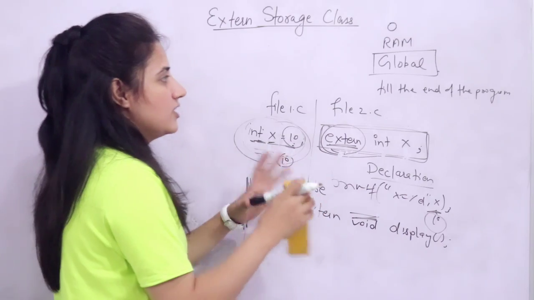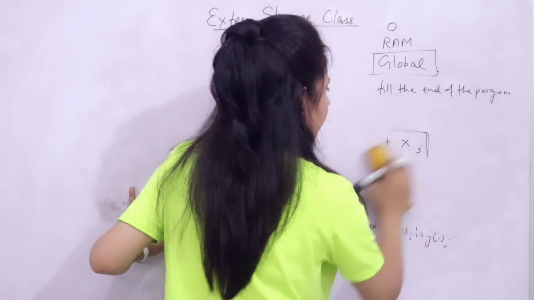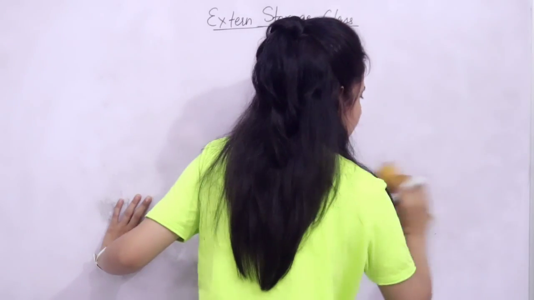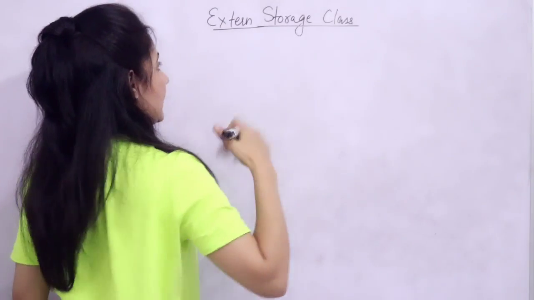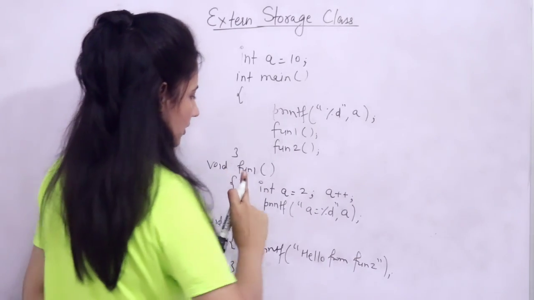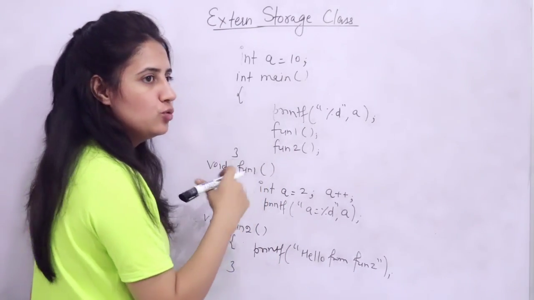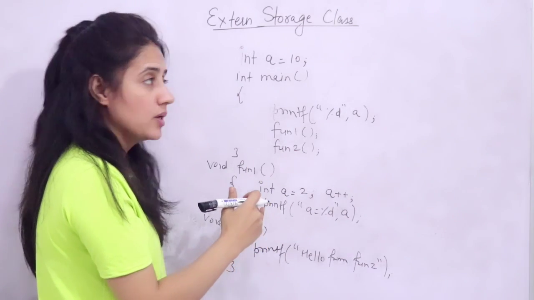So how to use this practically? Let me just show you with the help of a program. I know it's a little bit confusing, but I hope you are getting my points. If not, you can tell me in the comment box, right? So let's take a simple example where we will use extern within the same file, within the same program.